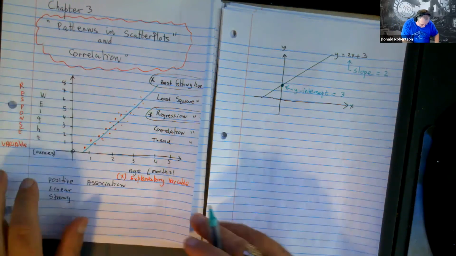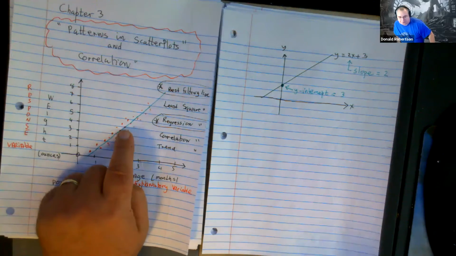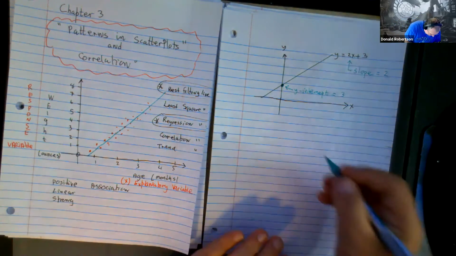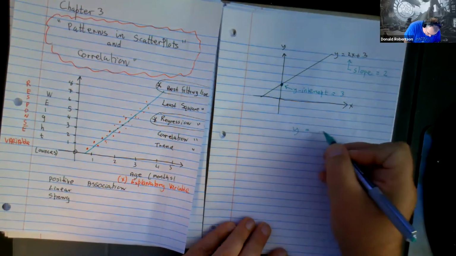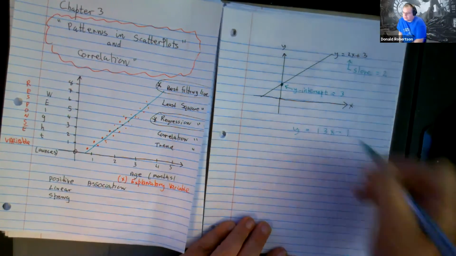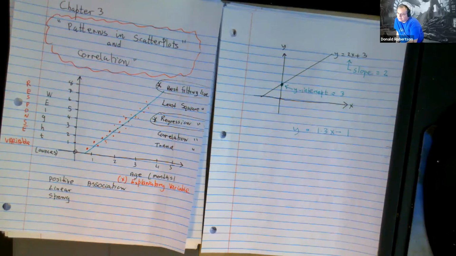So let's suppose somehow or other, by magic, I give you the equation of this line. If I gave it to you in terms of x's and y's, it might look like y = 1.3x - 1, right? Okay, something like that, okay? We won't write it like that.